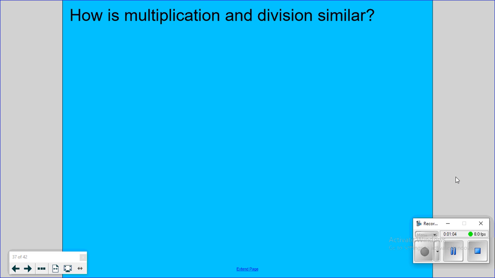Can you think of any others besides an array and besides that they both use groups? If you were here yesterday, you might want to look back in your notebook. They both can use dealing out. Kind of, yeah. I guess you could use dealing out with multiplication. It doesn't quite work the same way, but you could do something similar.